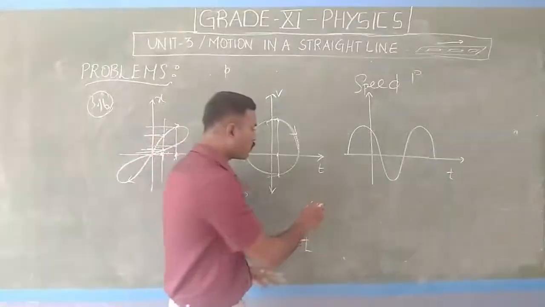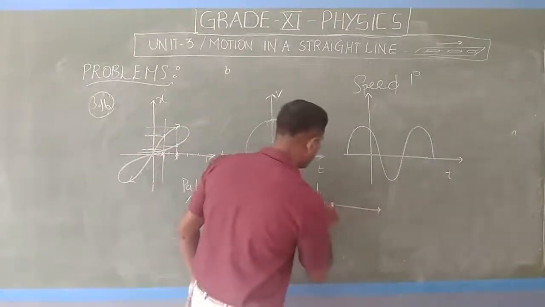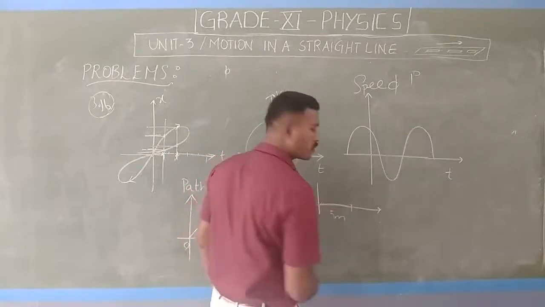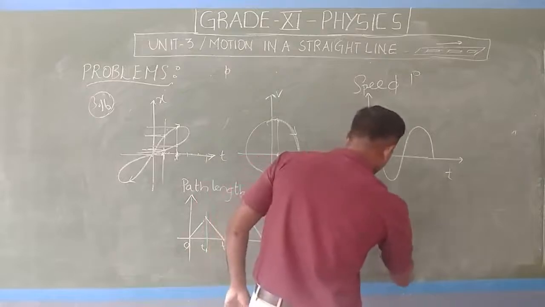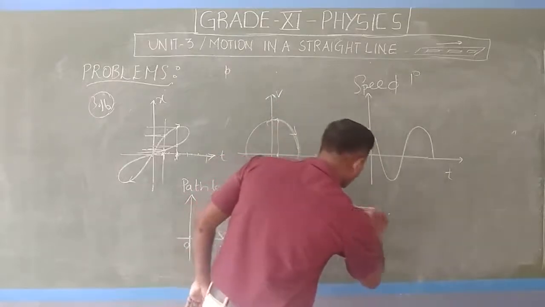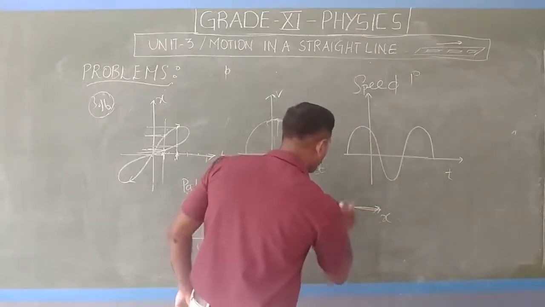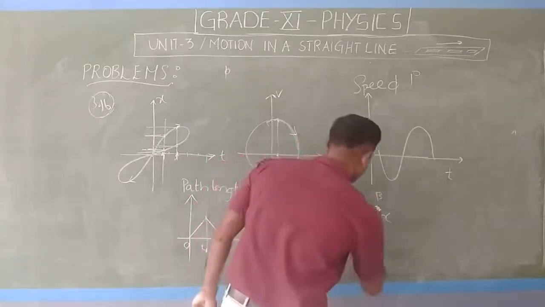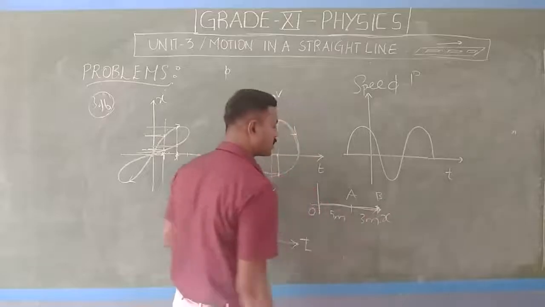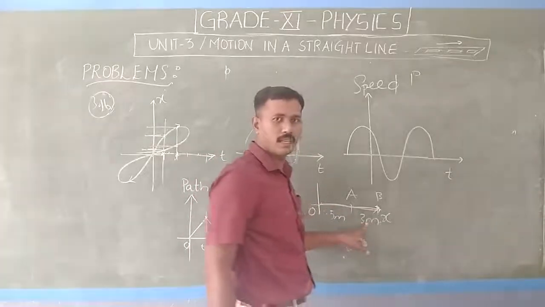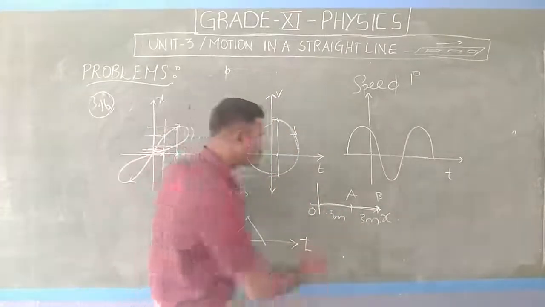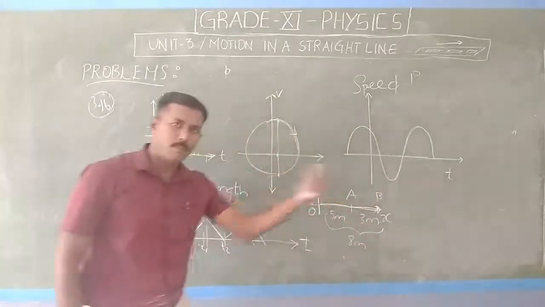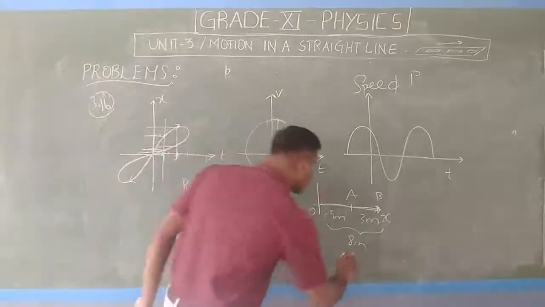So I am going from here to here, 5 meters. This is the x direction. And again from here to here, points O, A, B, 5 meters to 3 meters. So total path length is 5 plus 3, 8 meters. So 5 plus 3 is 8 meters. And again if I come from B to A, for this I am taking T1.